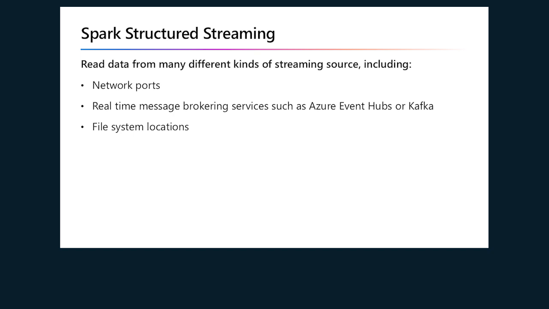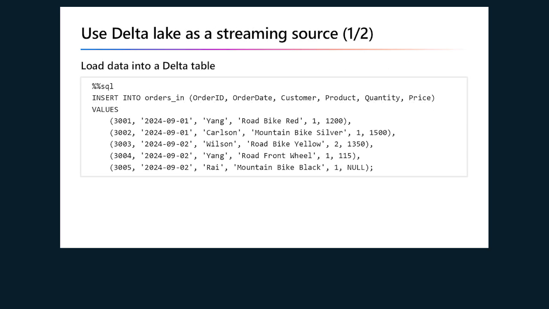A Spark Structured Streaming data frame can read data from many kinds of streaming sources, including network ports, real-time message brokering services such as Azure Event Hubs or Kafka, and file system locations, to name a few. You can use a Delta table as a source or sink for Spark Structured Streaming. For example, you could capture a stream of real-time data from an Internet of Things device and write the stream directly to a Delta table as a sink.